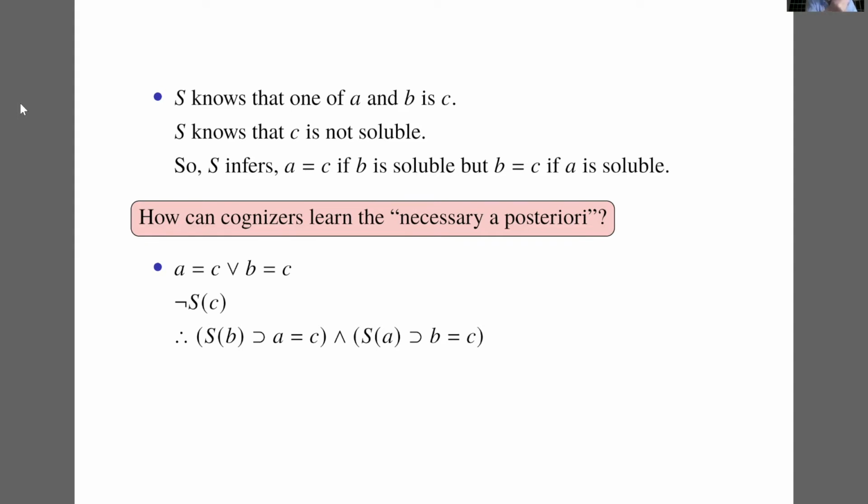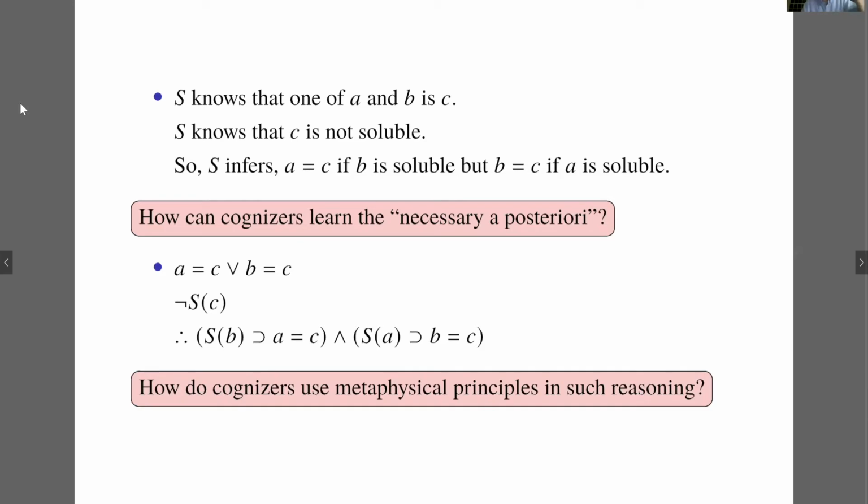There must be some metaphysical principles behind this inference to let this inference go, and that's how cognizers use metaphysical principles. That's why those metaphysical principles must be a substantive fact rather than just a matter of logic built into the semantics. Okay, so this is the question: how do cognizers use metaphysical principles in such reasoning?